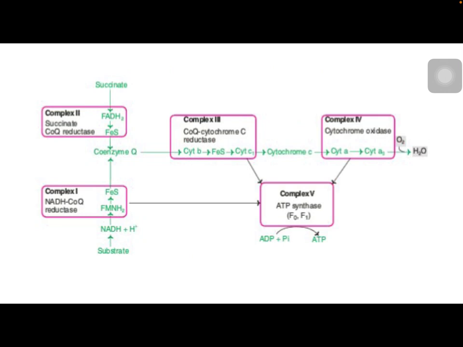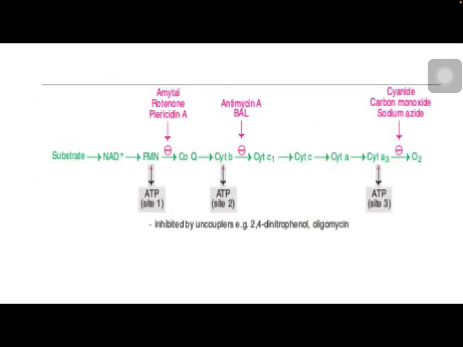So the free electrons produced from complex 1, 2 and 3 are pooled in complex 5. There the ATP synthase enzyme is present, through the F0 and F1 particles of the mitochondria. There ADP combines with inorganic phosphate, which forms ATP. Thus ATP is generated, and this generated ATP is stored in the mitochondria, so the mitochondria is considered the powerhouse of the cell.